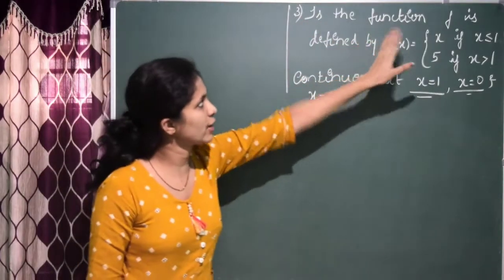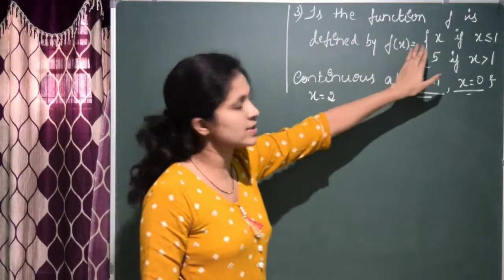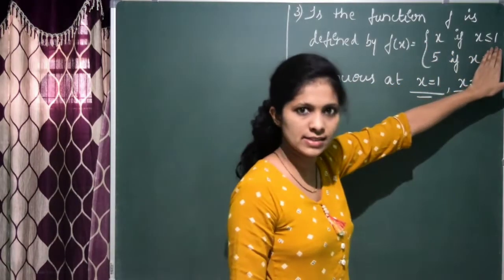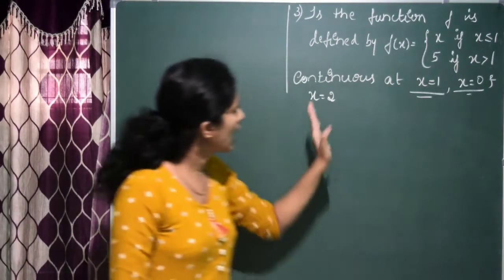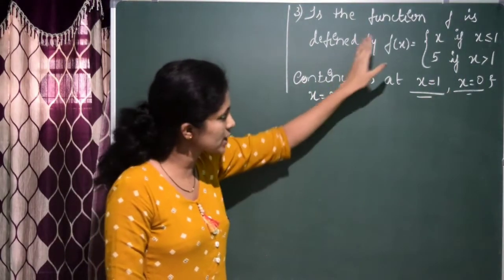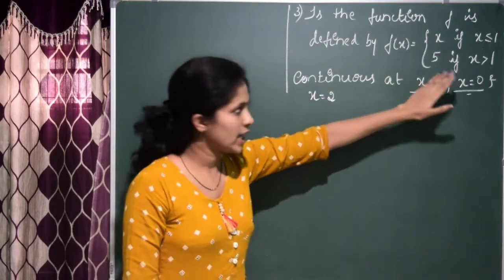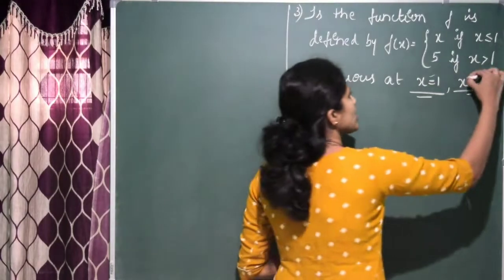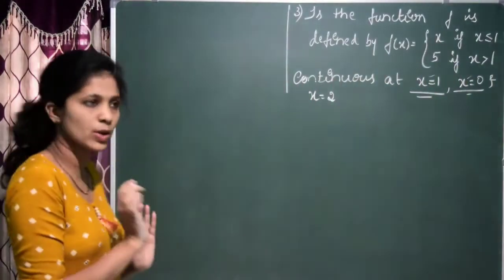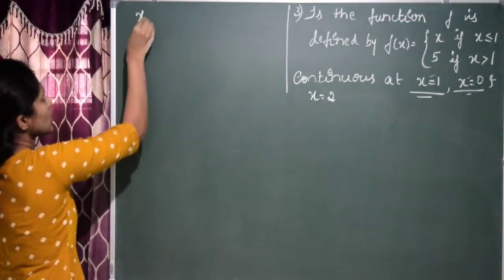The function f is defined by f of x is equal to x if the value of x is less than or equal to 1, and 5 if the value of x is greater than 1. You have to check the continuity of this function at x is equal to 1, x is equal to 0 and x is equal to 2. Different points are given, and at these points you have to check whether the function is continuous or not. First we'll start with x is equal to 1.